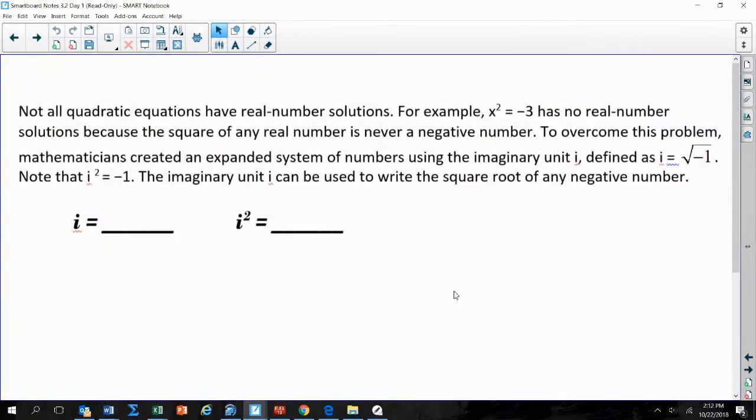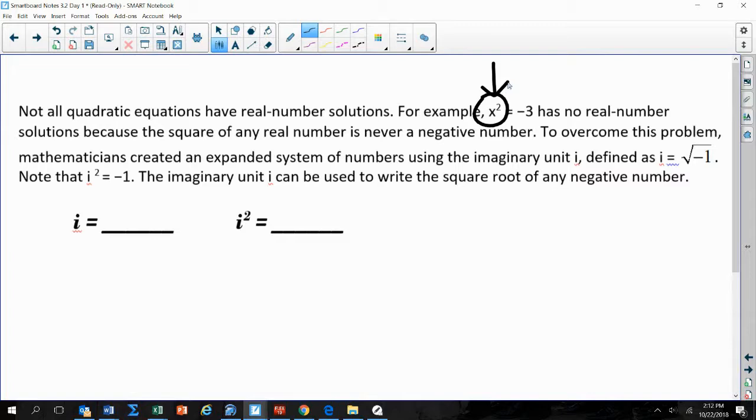So it says not all quadratic equations have real number solutions. For example, x squared equals -3 has no real number solution or solutions because the square of any real number is never a negative number. If I were to give you this problem, x squared equals -3, and I ask you, what number can you square and get -3? What would your answer be?